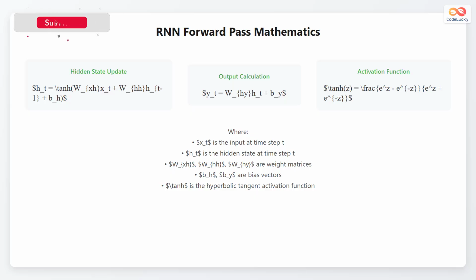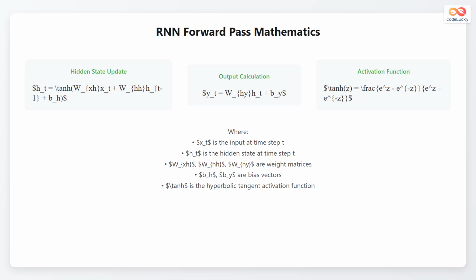Here are the mathematical formulas that define the forward pass in a recurrent neural network, or RNN. The hidden state at time step t, denoted as h_t, is calculated using the formula h_t equals hyperbolic tangent of (w_xh times x_t plus w_hh times h_t minus 1 plus b_h). The output at time step t, denoted as y_t, is calculated as y_t equals w_hy times h_t plus b_y.